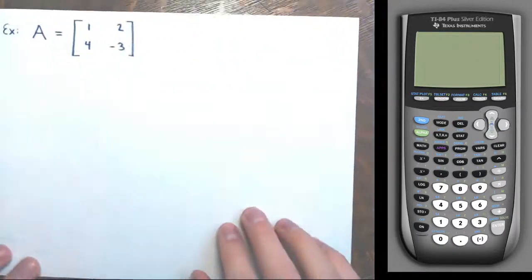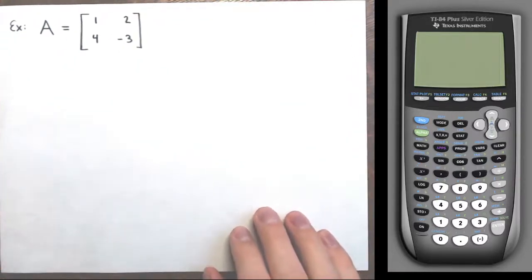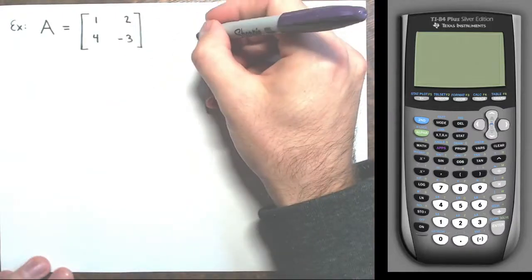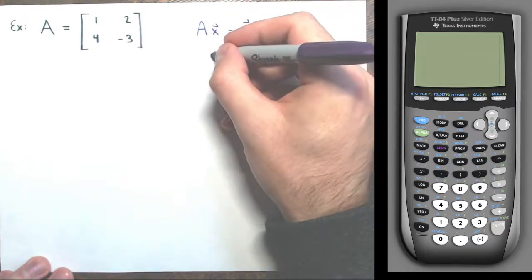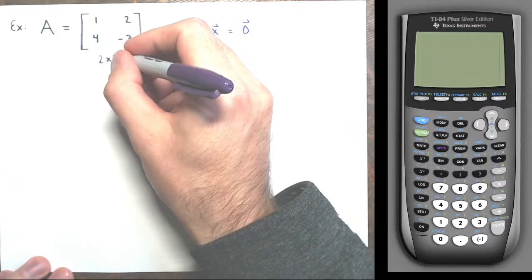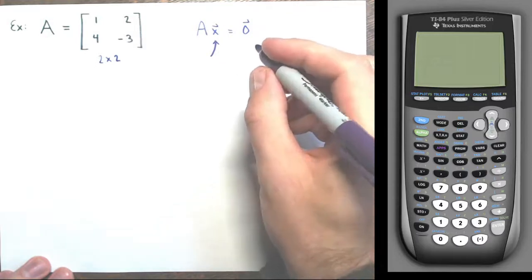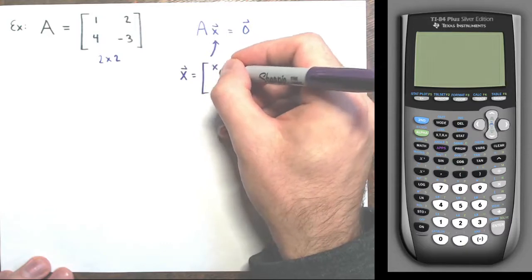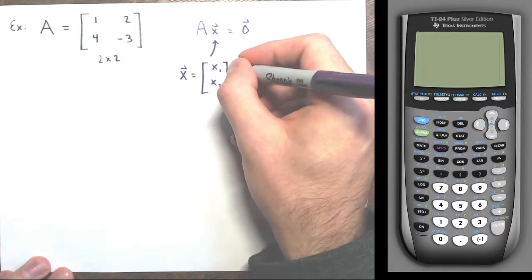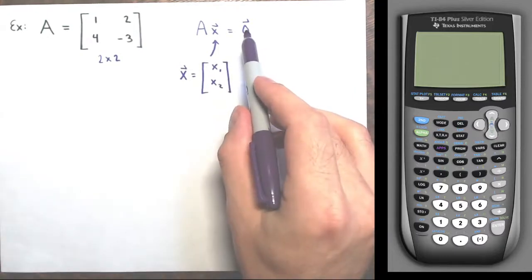So I've got one final example. This is a 2 by 2 matrix with the entries 1, 2, 4, -3. And again, if we're looking at this equation, A times x, when is this equal to the 0 vector? This is a 2 by 2 matrix, so it's got two rows, two columns. The vector x would have to have 2 rows. So again, x is from R2, this column vector with components x1 and x2, let's say. And this would be equal to the 2 by 1 zero vector on the other side.